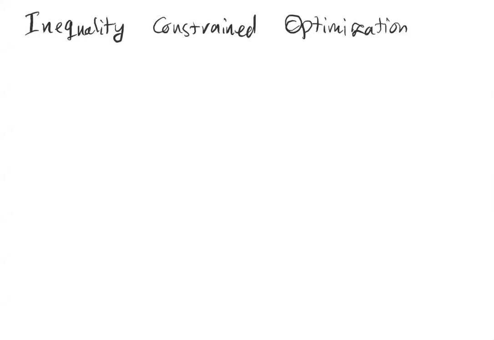So this lecture is about inequality constraint optimization. In addition to the previous constraints that were equality constraints, now we are going to deal with inequality constraints. And that's going to affect the way that we formulate the Lagrangian and also the KKT conditions.